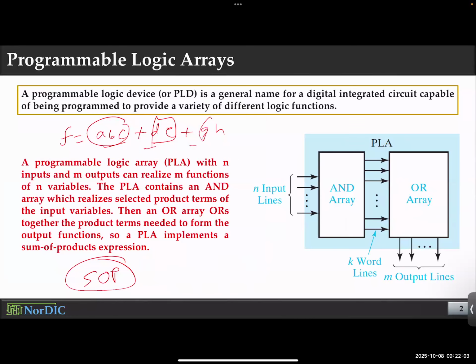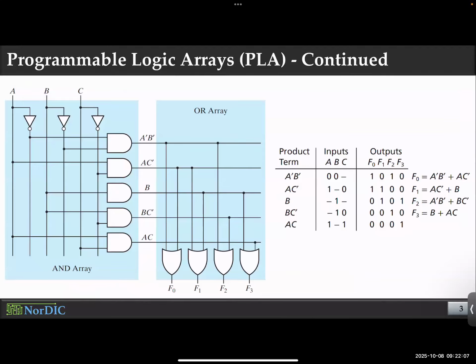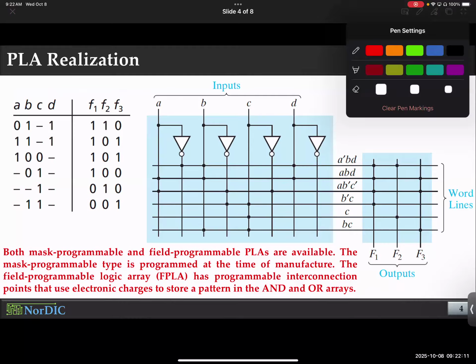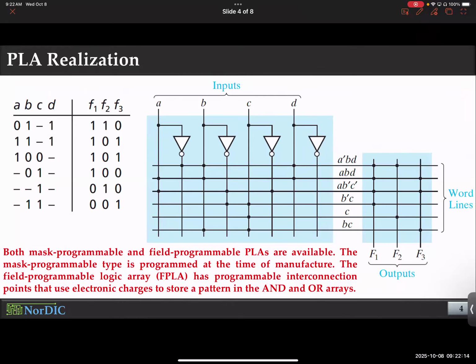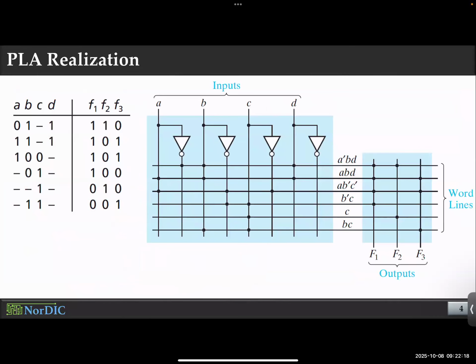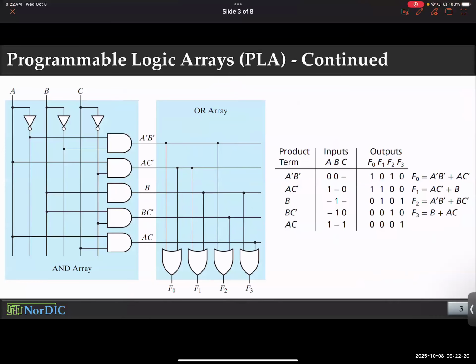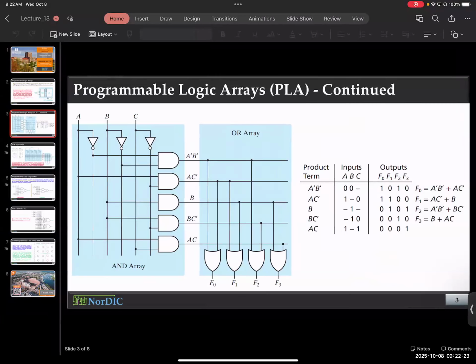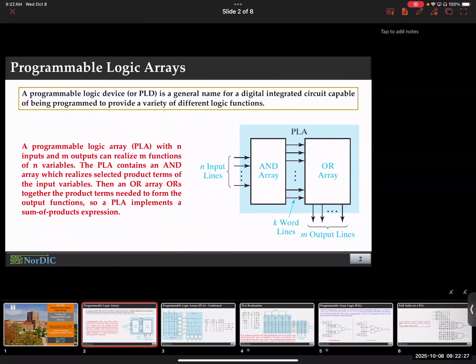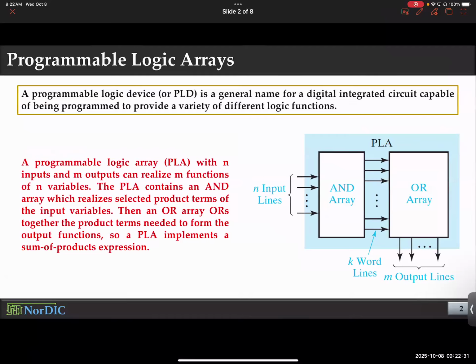And this is a universal format, which means that any Boolean function could be represented using this approach, right? That is the most important part. So what this programmable logic array does is it creates a way for you to implement any sum of product expression.